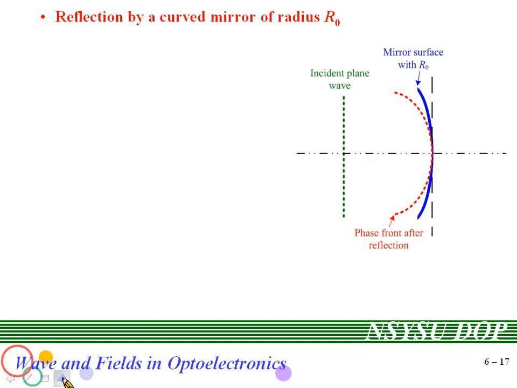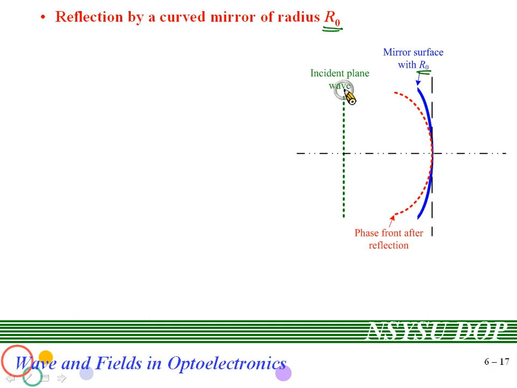The final situation we considered is the reflection by a curved mirror. The radius of the curved mirror is R0. So here, the blue line represents the curved mirror with radius R0. Because this mirror is a perfect mirror, the amplitude after the reflection will have no change. So the curved mirror will only provide us the phase variation after reflection. And what will be the phase change after the reflection by the curved mirror?